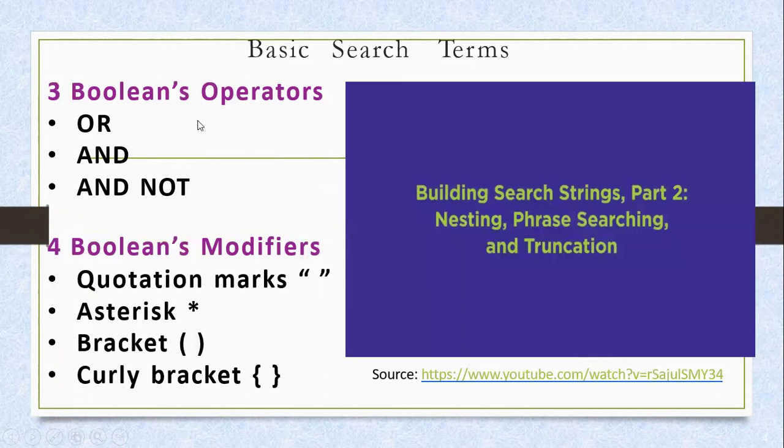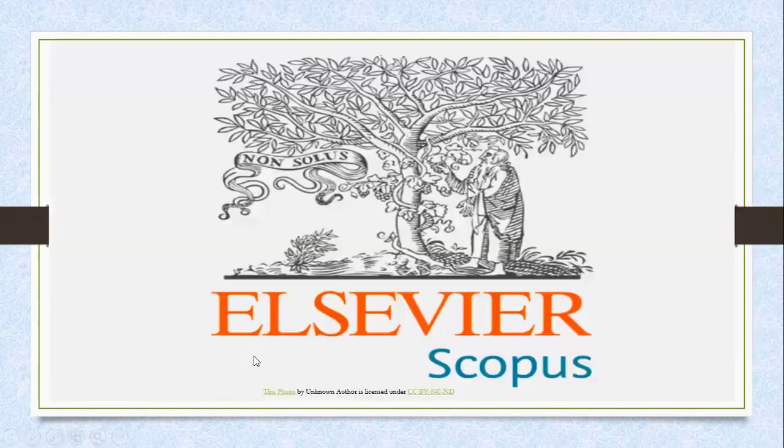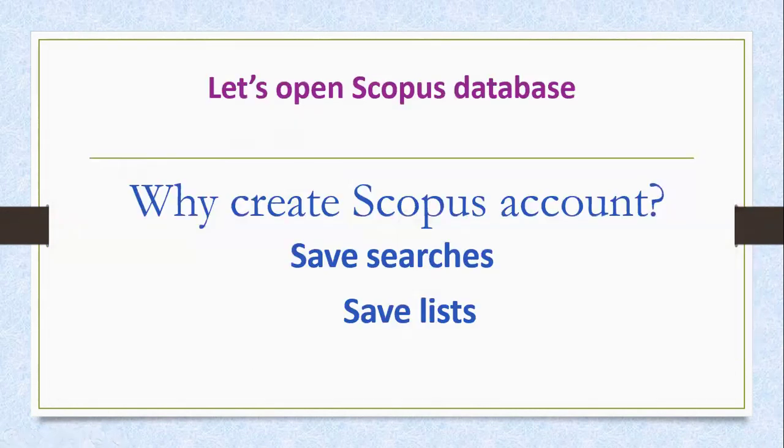In the case of Boolean operators, we are using OR, AND, NOT. These types of Booleans you can use for advanced techniques. For example, you can use quotation marks, like inverted commas. You can also use an asterisk if you want to find keywords relevant to a particular industry or a particular area. You can also use brackets, curly brackets, and so on. So why create a Scopus account?